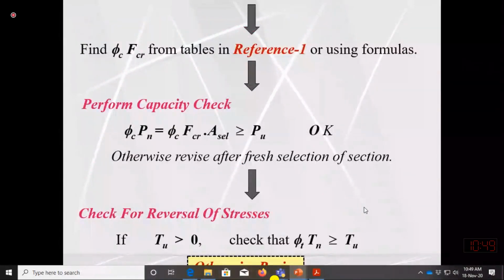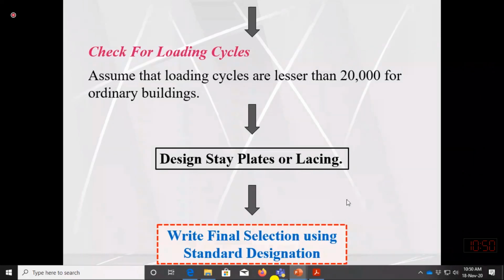So here you are supposed to compute phi c Pn, that should be more. So if it is a stress reversal member, you need to check the capacity also in tension. So capacity in tension should also be more than tensile force. So at the end, you're supposed to write the design section clearly. And then you will also assume that number of fatigue cycles are less than 20,000 for a design life of 25 years.